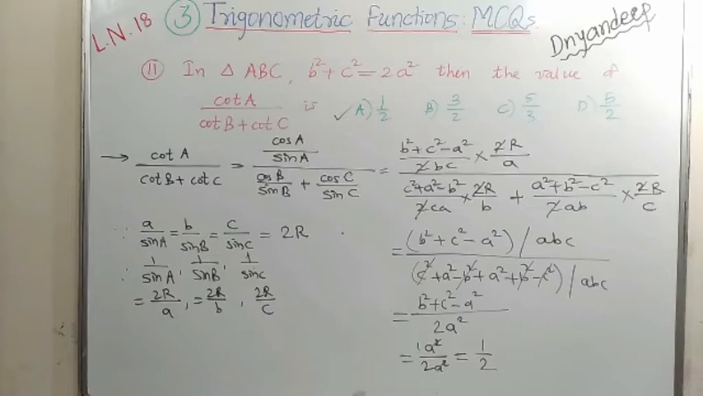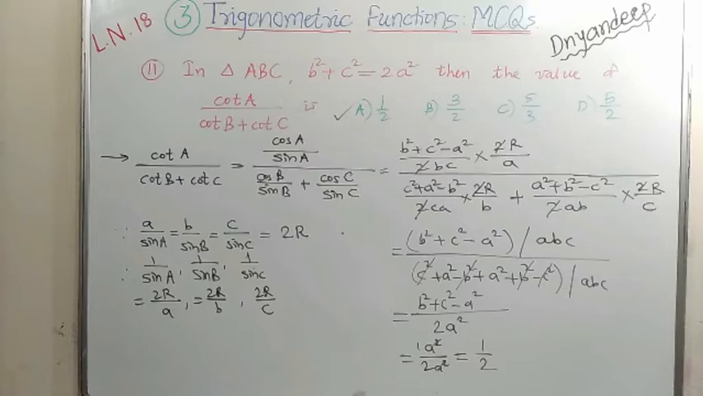So if we equate first a upon sin A equal to 2R, then from that we get 1 upon sin A equal to 2R upon small a. Second term b upon sin B is equal to 2R, therefore it gives us 1 upon sin B equal to 2R upon b. And last c upon sin C equal to 2R, it will give us 1 upon sin C equal to 2R upon small c.